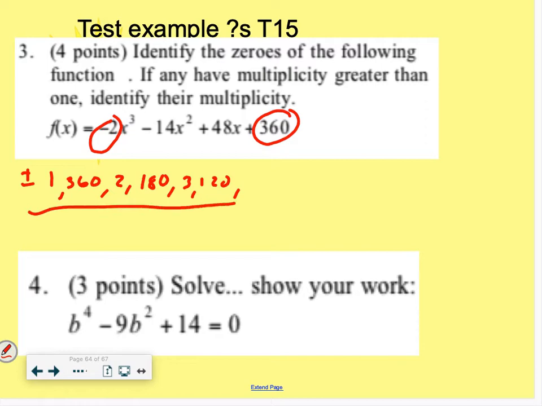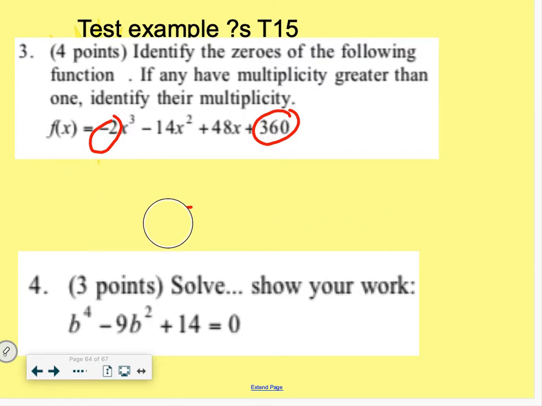4 and 90, 5 and whatever that is, and then divided by all the possible factors of 2. So that one's a little simpler. That's a shorter list. And you have to start trial and error and finding one. And you could use a table on a calculator or technology. You could use synthetic division, but I think what you'd find is that 5 is a factor of 360.